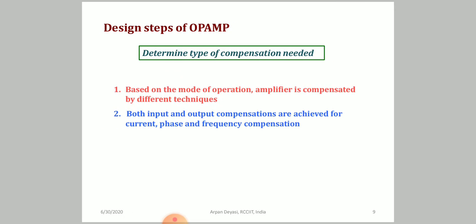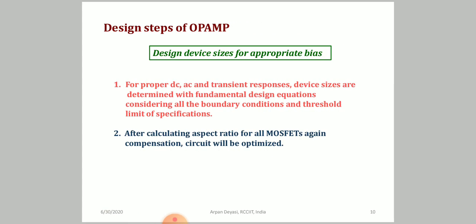So once the first step is over, then you will determine the type of compensation. It may require phase compensation, if the phase is deviated too much. It may require frequency compensation, if the frequency may change. It may require current compensation, if the current fluctuates. So the type of compensation is required. Once it is known, you have to achieve that type of compensation. And that's very important for the design of the op-amp. And then you will go for the design steps of the op-amp.